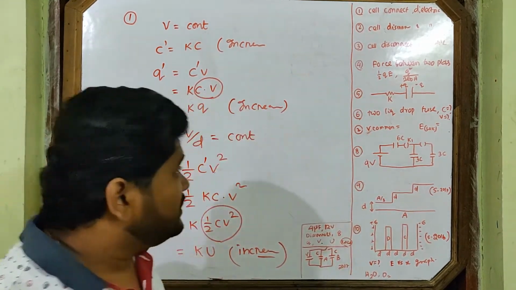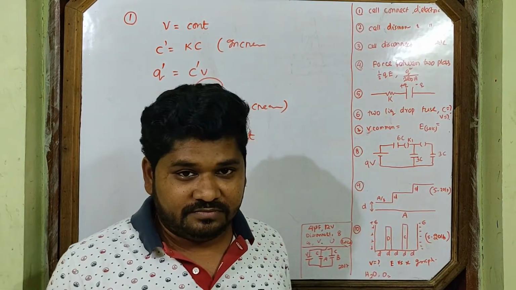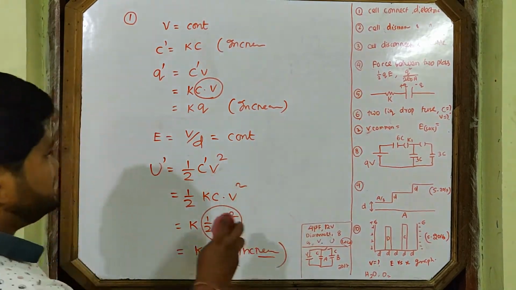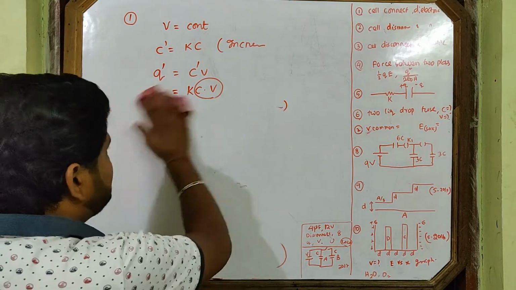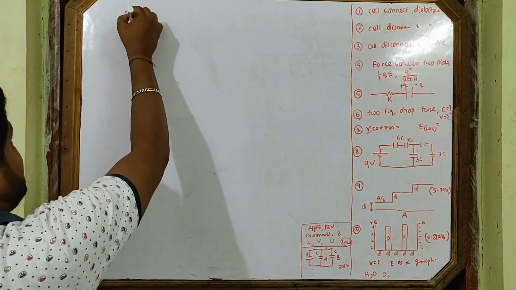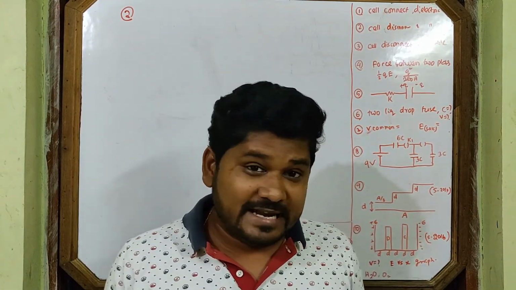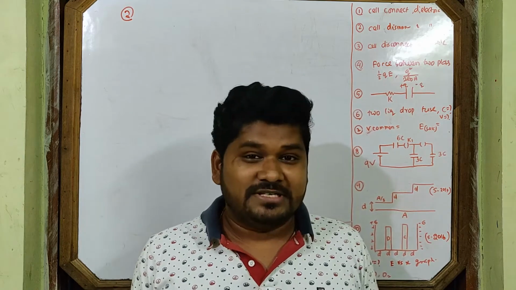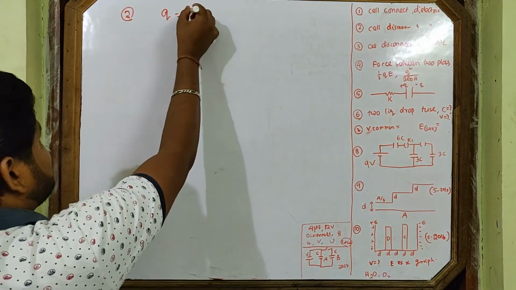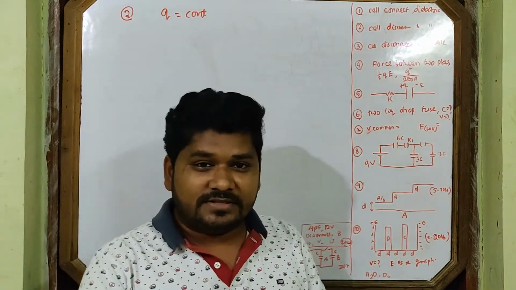Now we'll go to when the cell is disconnected. Question number 2. If the cell is disconnected, let's see what happens in this. If the cell is disconnected, then which quantity remains constant? I have told you just before. When the cell is disconnected, the total charge remains constant. So Q remains constant if the cell is disconnected.